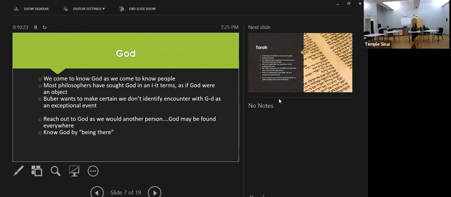So right in line with what we would understand Buber to say, we come to know God as we come to know people. Many of our traditional philosophers talk about relationship with God in terms of an I-it relationship or an I-it encounter, as if God were the thing, the entity, whatever you want to call the deity, from whom we need something. You fill in the blank. Think of any of our prayers.